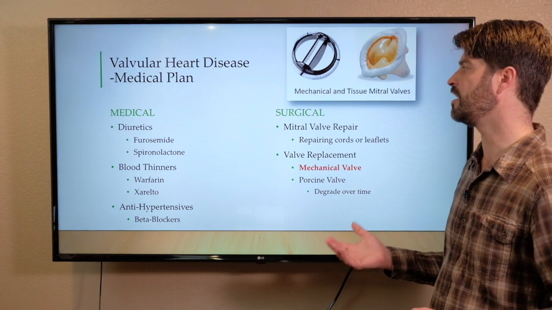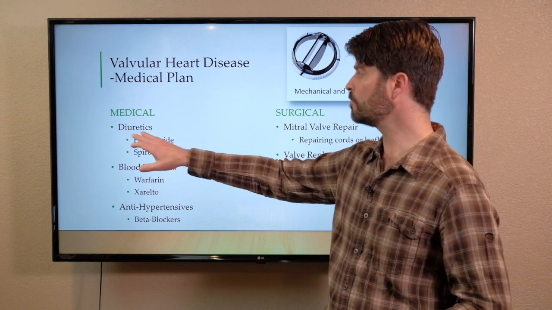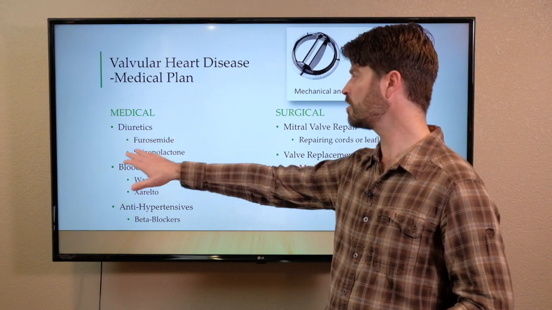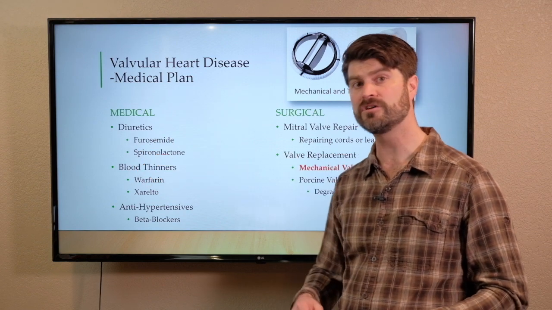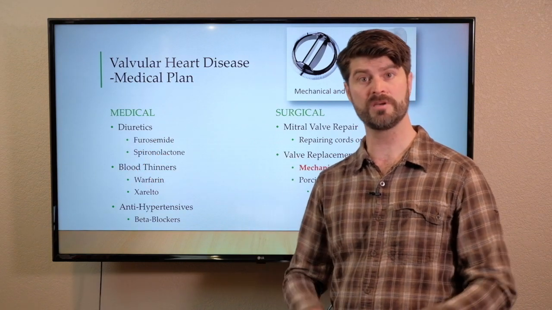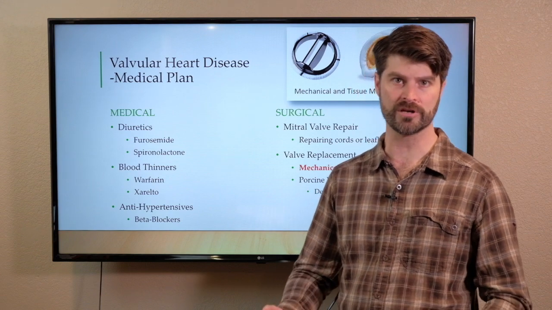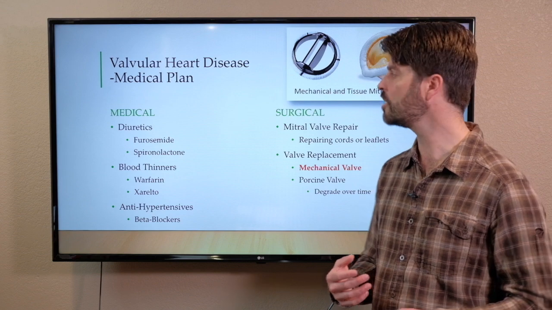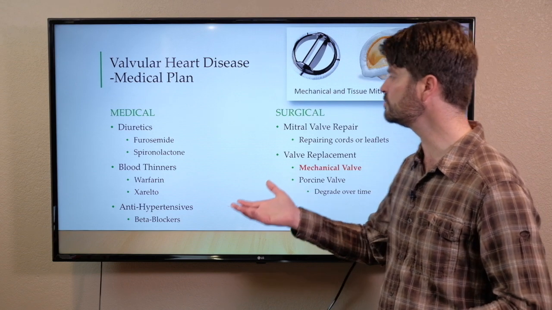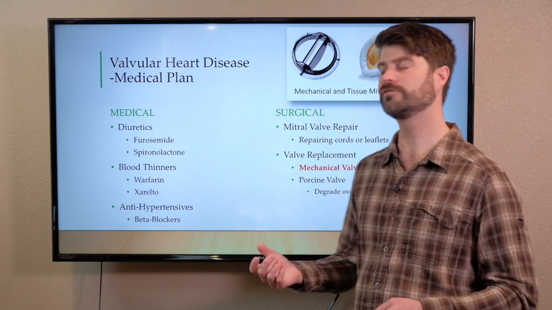So for the medical plan, what they're going to do about this. First and foremost, least invasive, we want to do our diuretics. So things like furosemide, spironolactone, some of our diuretics that are going to cause patients to urinate out a bunch of fluid. This is to help manage some of the congestive heart failure or CHF presentation associated with valvular disorders.